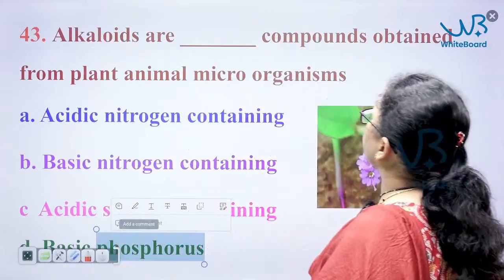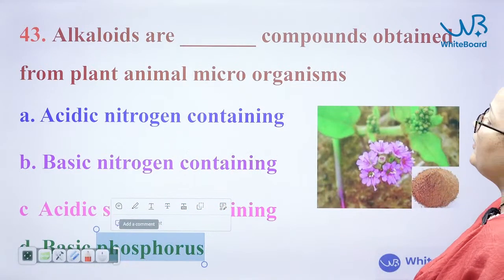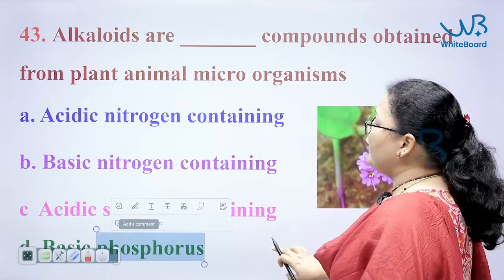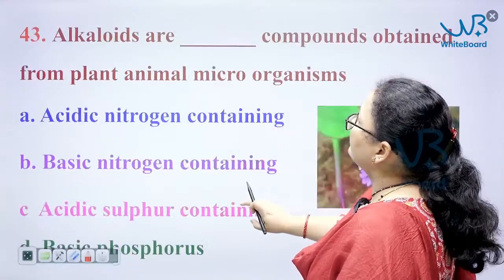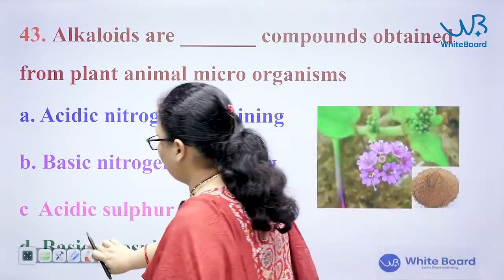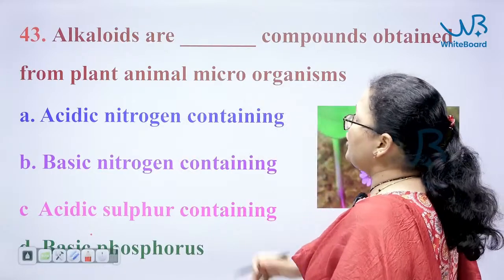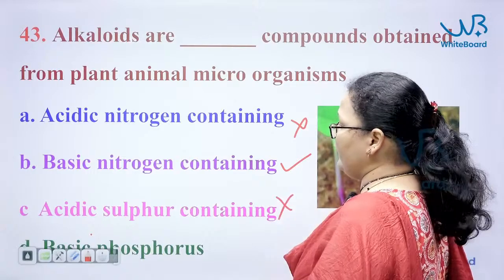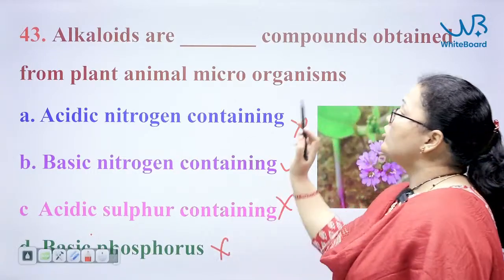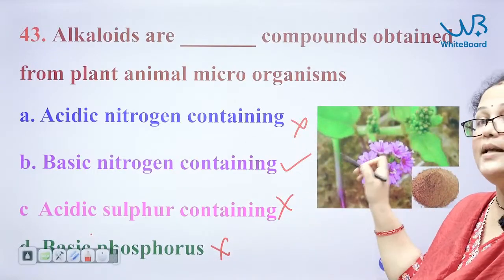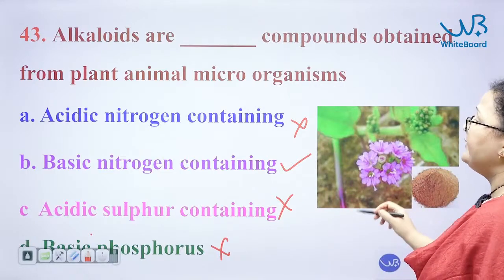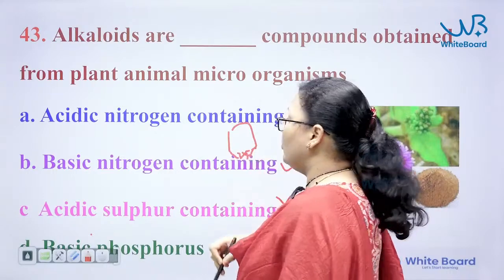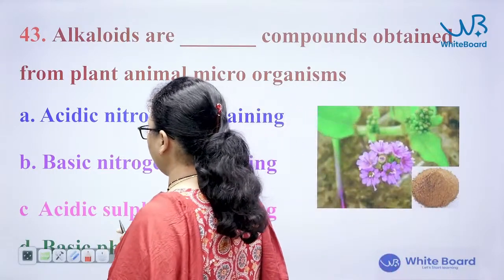Next, alkaloids are compounds obtained from plant and animal sources. So, in this one, which type of ring will be present? Acidic nitrogen containing? No. Basic nitrogen containing? Yes. Acidic sulfur? No. Basic phosphorus? No. So, alkaloids are the basic nitrogen compounds. If you see in this structure, they contain the nitrogen moiety. Option is B.